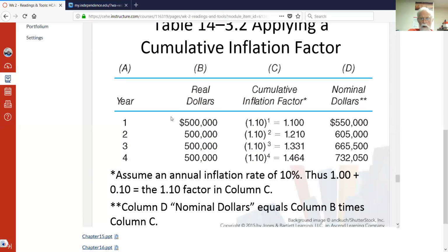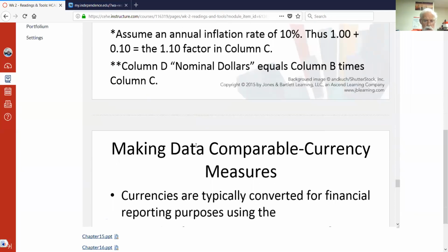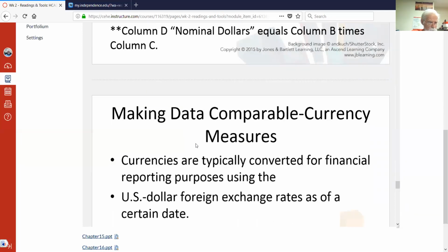And again, what we mean by nominal dollars is what we would have to spend in 4 years to get what would cost us $500,000 today. We'd have to spend almost $750,000. That's at a 10% inflation factor. Fortunately, inflation in the general economy is lower than that, but in medicine, it's pretty heavy. It's not at double digits yet, but it certainly is approaching that. So that's something to remember. Medical operations are expensive.